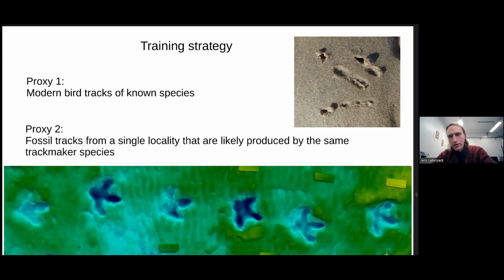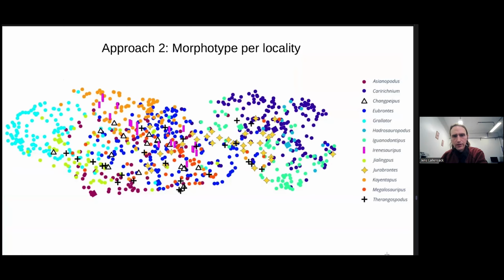The second proxy has the problem that tracks from a single locality can be expected to vary less than tracks from separate localities. So we are likely to somewhat underestimate the variability that we can actually expect in a species. So these are the limitations, but we hope that by combining both, we can still get to a reasonable approximation.